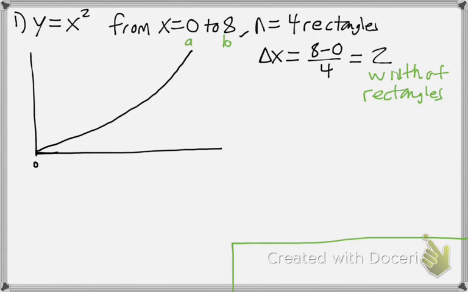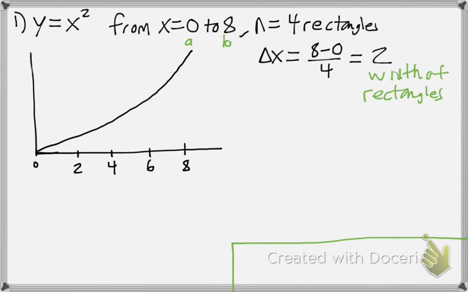So on my graph, I'm going to have 4 rectangles, and I'm going up to 8, and my width of each of these is going to be 2. So I'm going to go up by 2's here, so 2, 4, and 6. So I need to draw my rectangles, and these are specifically left Riemann sums.